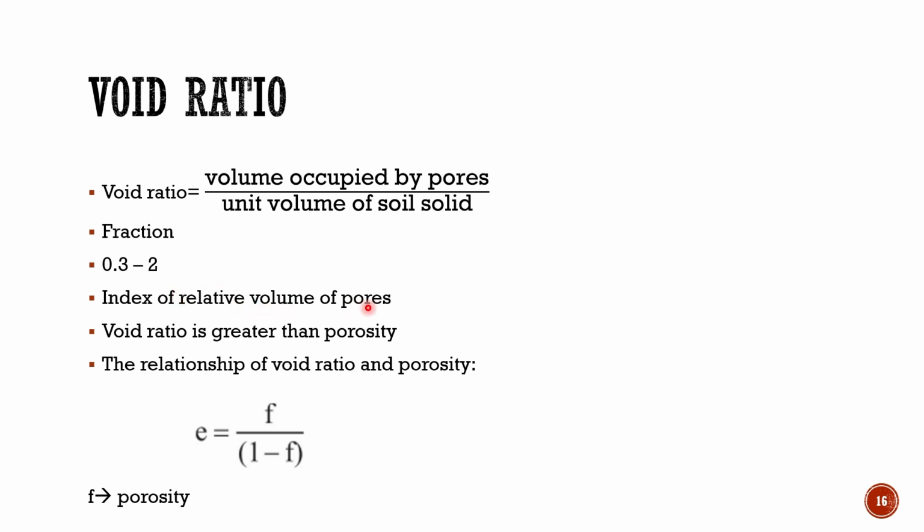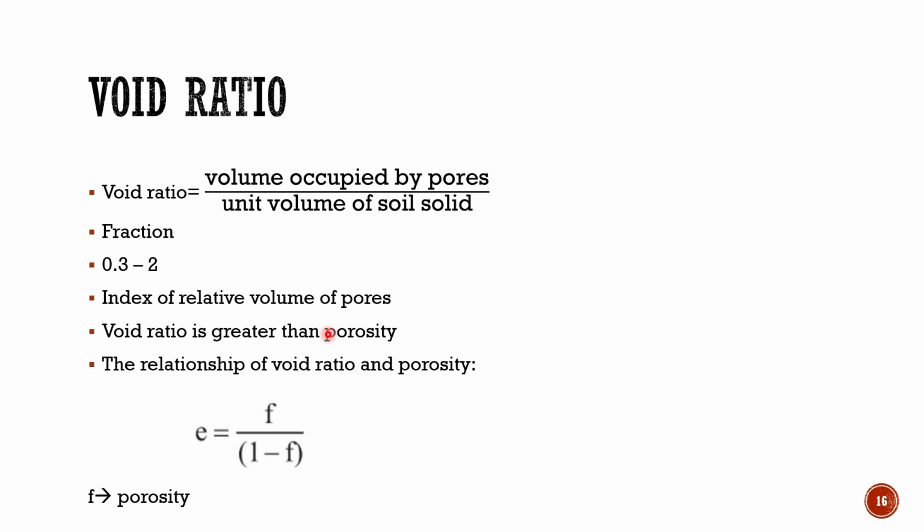Then it is an index of relative volume of pores. Like porosity, it is also an index of relative volume of pores, but in what relation? In relation to the volume of soil solid. We know in the soil there are soil solid and pores. The pores are occupied with water or air. So per unit volume of soil solid, how much volume is occupied by the pores? That is the void ratio.